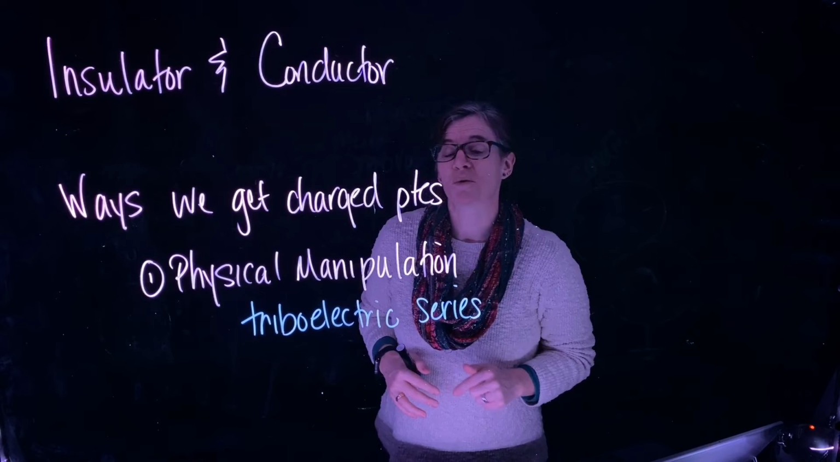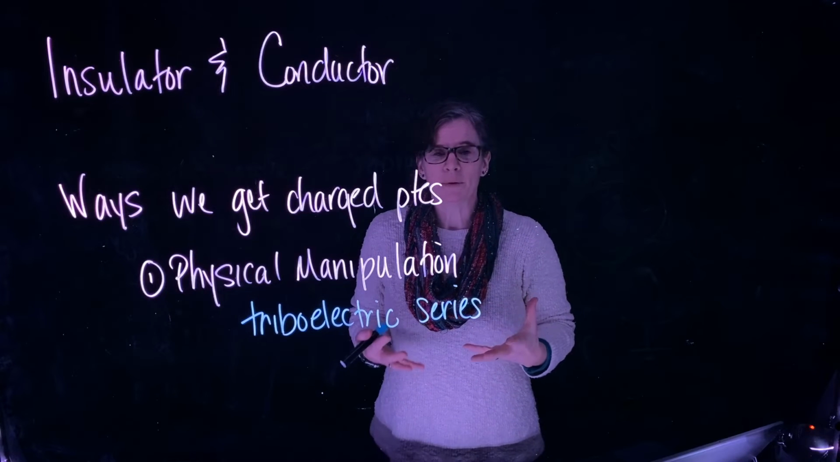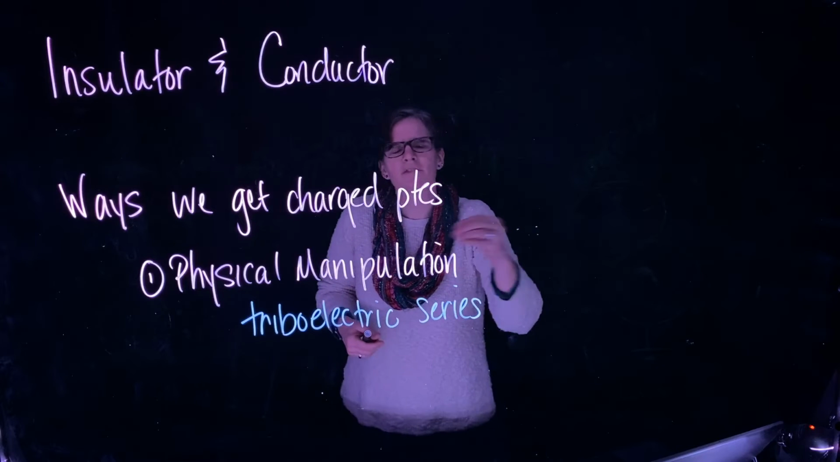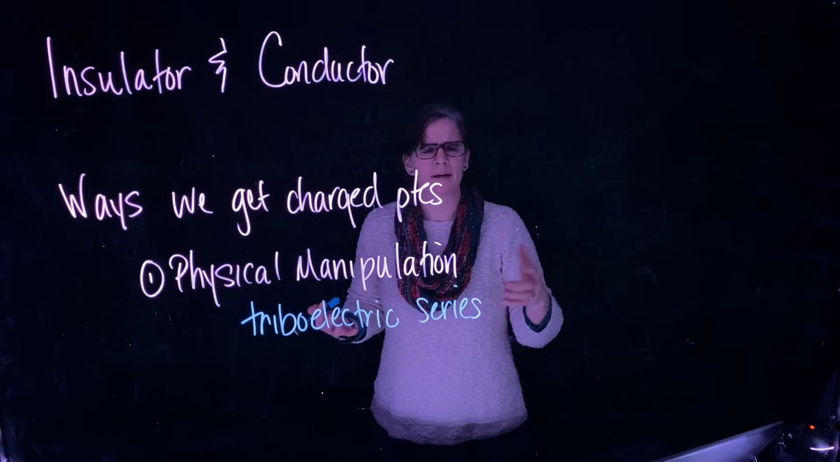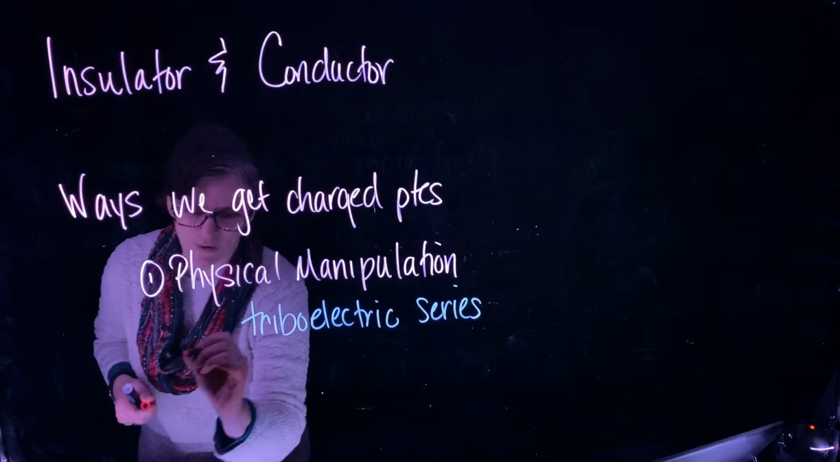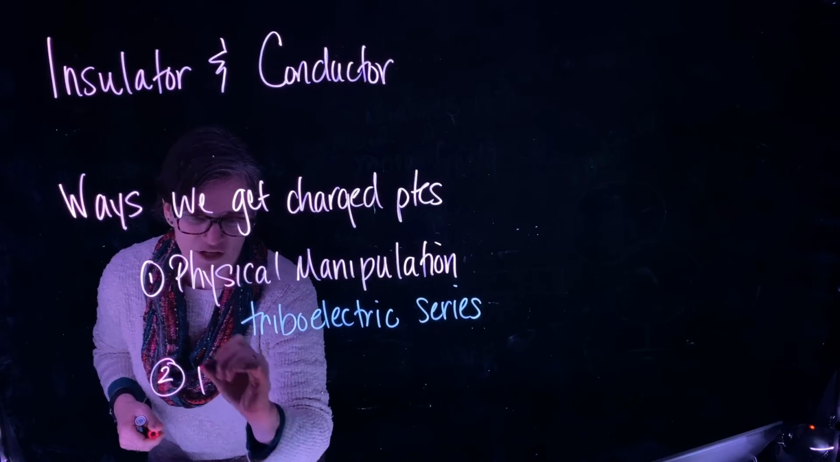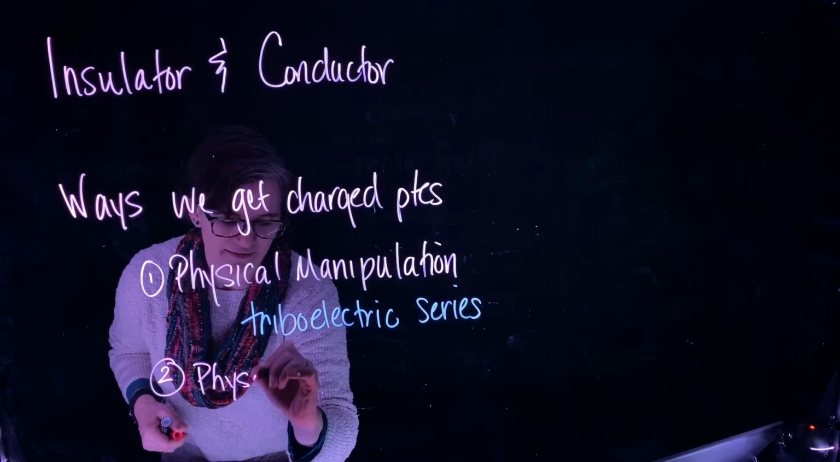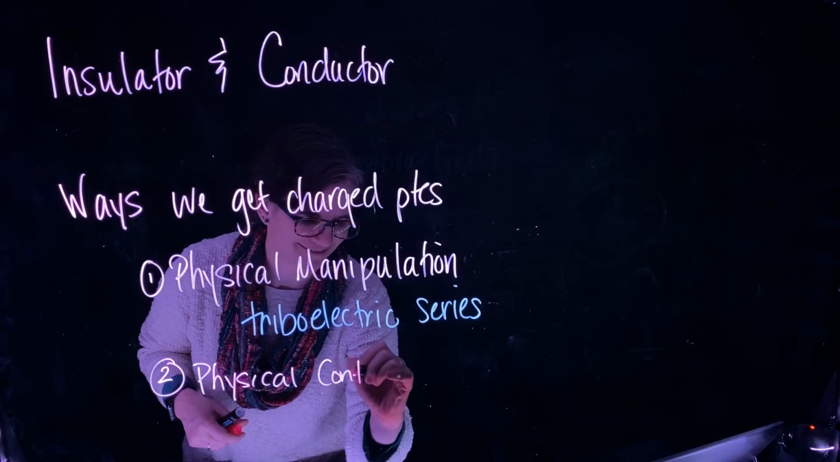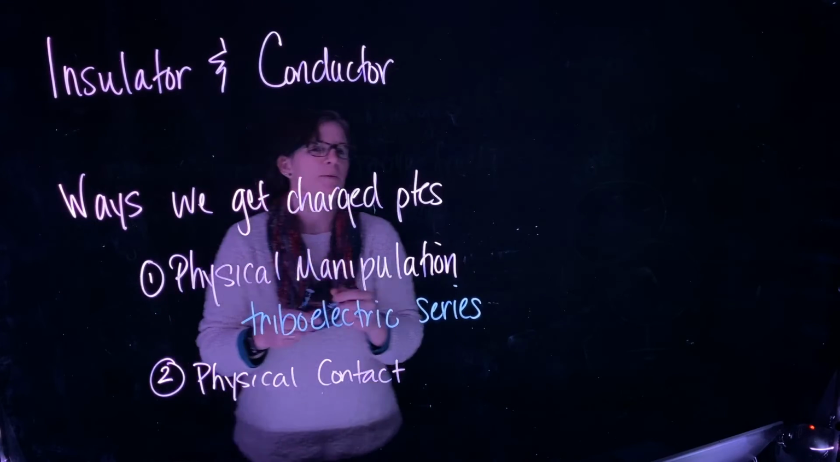Now let's go back to that example where we're scuffing our feet against the floor and I go touch a doorknob. What happens? Oh, I get a shock. Why did I suddenly get a shock? Well, that shock is the transfer of electrons. Well, how did that happen? I just touched the doorknob. And that's the second way. And that is just physical contact. No rubbing, no manipulation, just touching, just contact.